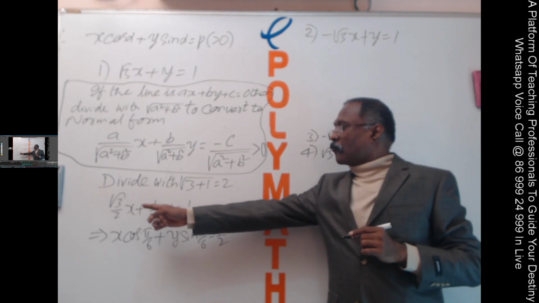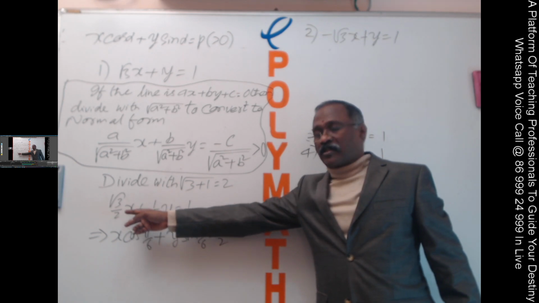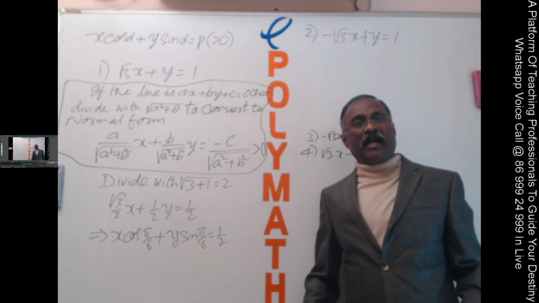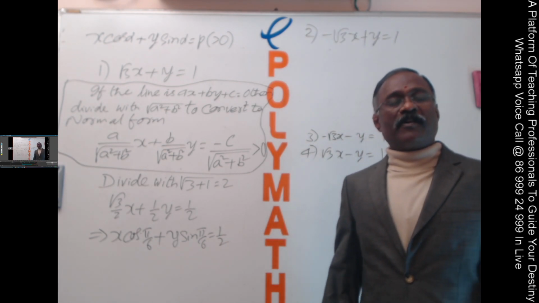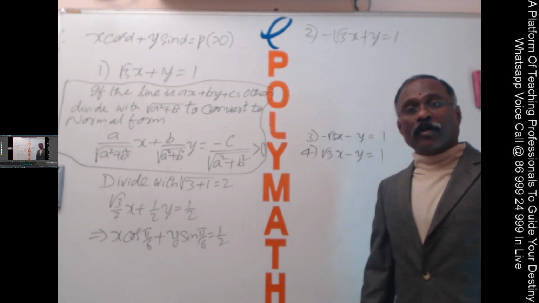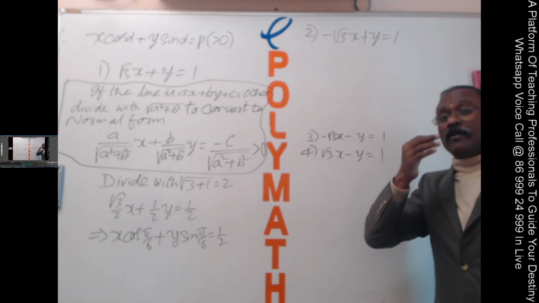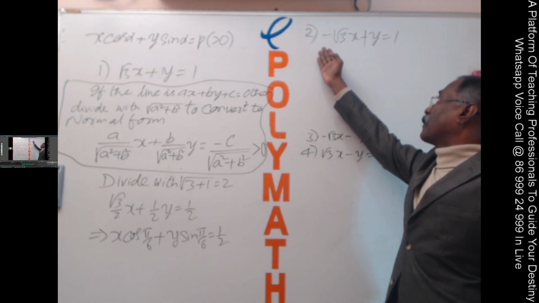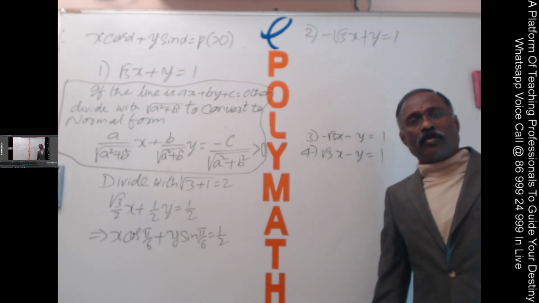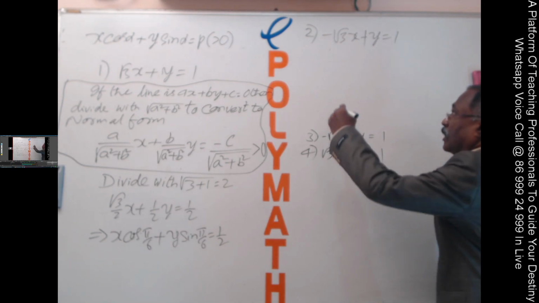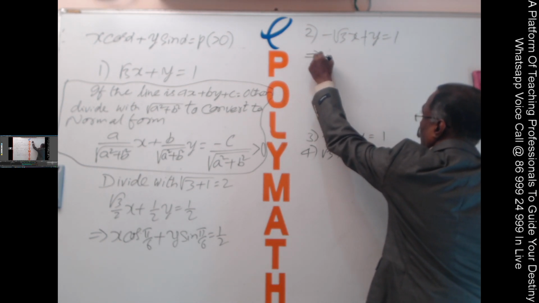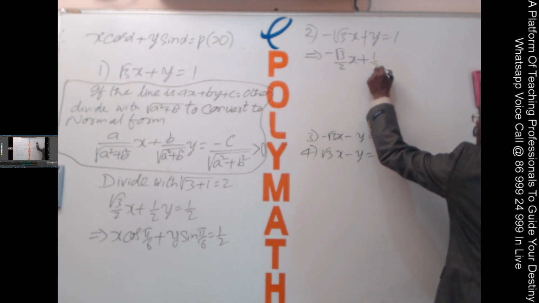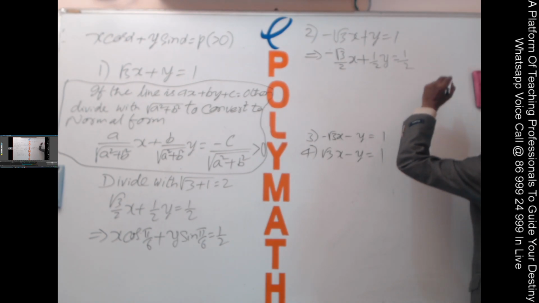Here cos alpha is positive and sin alpha is positive, and hence both lie in the first quadrant. In the first quadrant all are positive, and hence we wrote this. Now coming to this, the same: divide with root A square plus B square. Whether it is minus or plus, by squaring it will become positive only, so you have to divide with 2 only. So what happens? Minus root 3 by 2x plus 1 by 2y is equal to 1 by 2. No problem with this one.